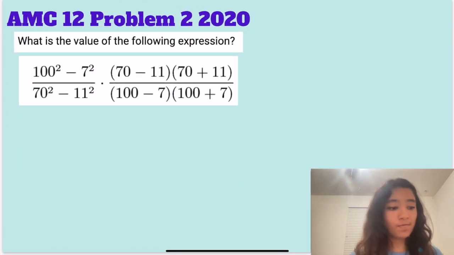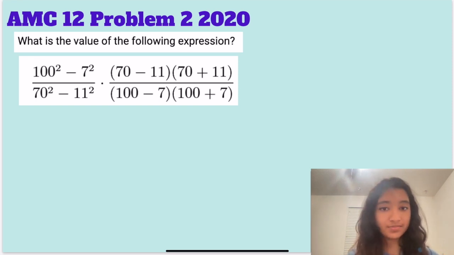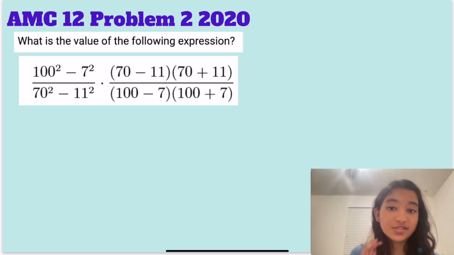Now for a problem that looks a little bit more complicated, we want to find the value of this expression. However, we see on the right here, we have some equations that look like what we were just looking at, in the form a minus b times a plus b. And then on the left, we have some differences of squares. So let's start by trying to factor those differences of squares we have.